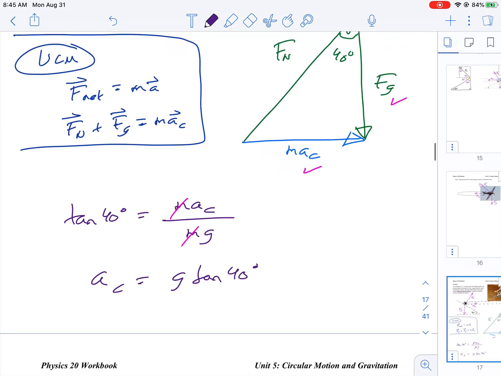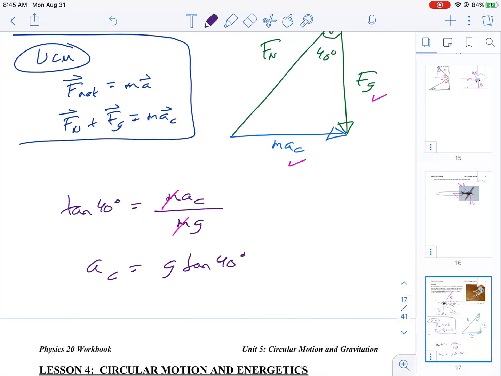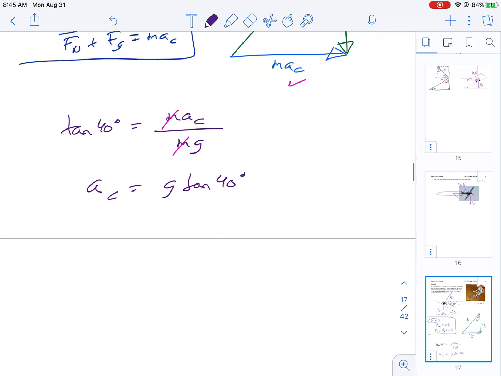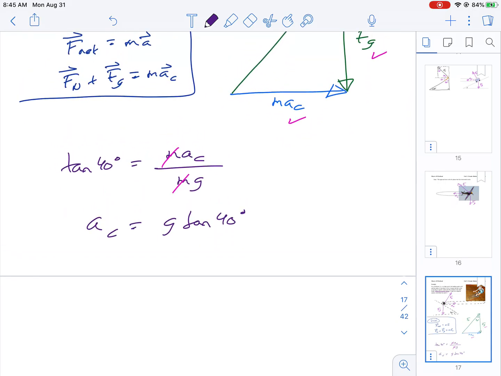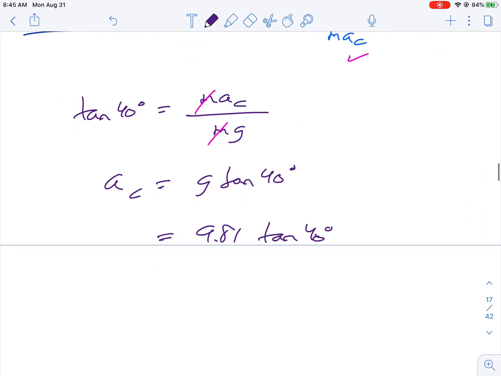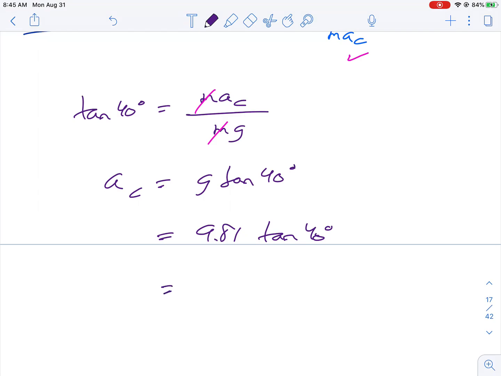I'm just going to add a page here. And you can find this if you want to. While we're here, this is going to be equal to 9.81 times the tangent of 40 degrees. So let's do that first. Just going to check my mode. Good. So 9.81 times the tangent of 40, and we get about 8.23 meters per second squared. So now we know what the centripetal acceleration is.